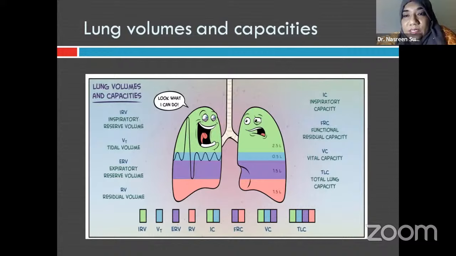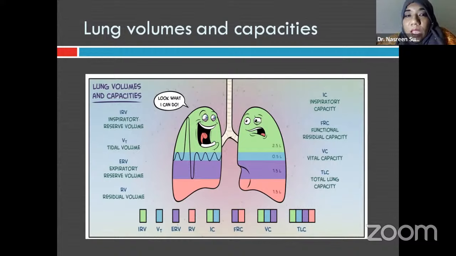Now, respiratory system. If you remember this diagram and all the labels, you can write any definition when asked. So we will begin with the left side.